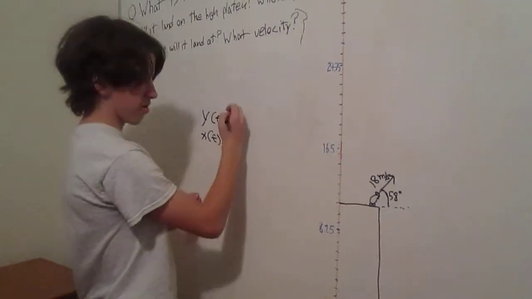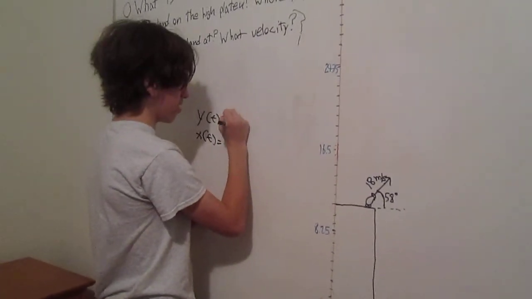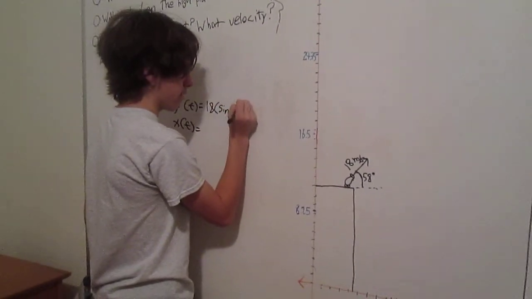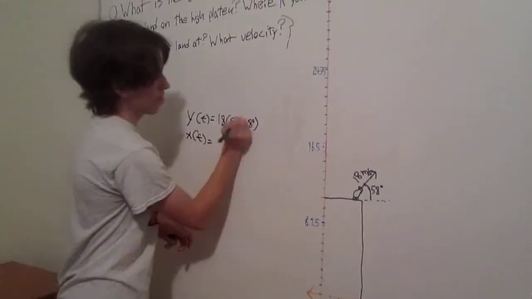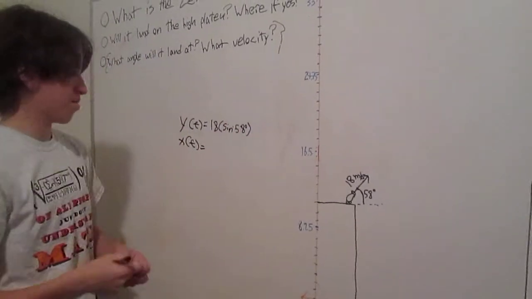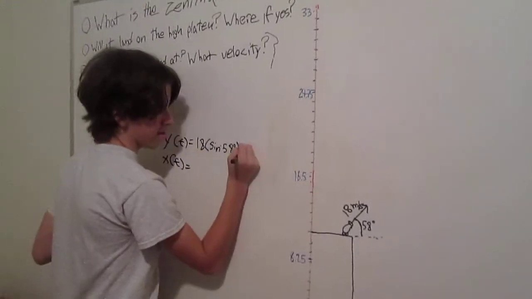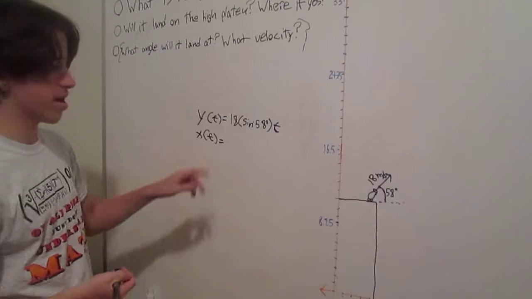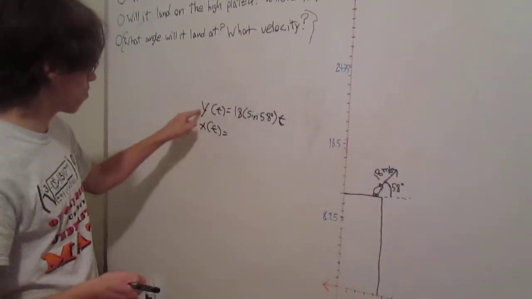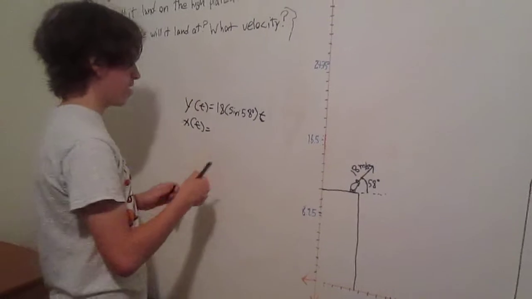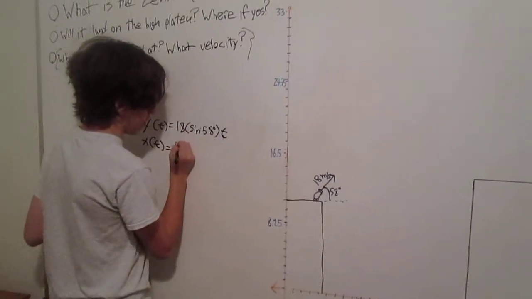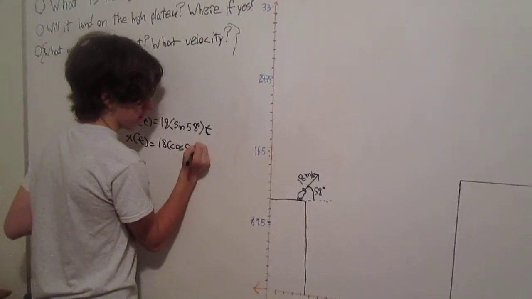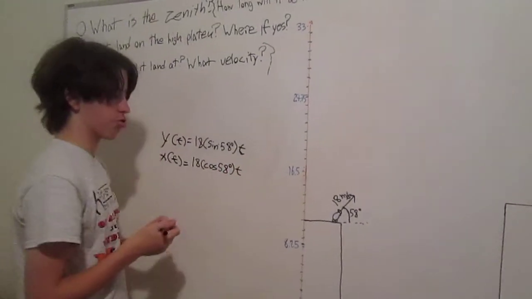Gotta not write crooked. Okay, so 18 times the sine of 58. You can put this in parentheses too, but it doesn't really matter. And our t, of course, because we'll have to multiply times t to find the displacement here. Y is a function of t and x is a function of t. And then our x will be kind of inverted. This will be the cosine of 58. It makes sense. It's not actually inverted.